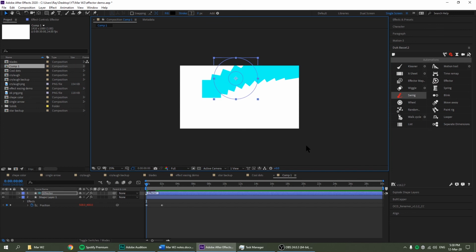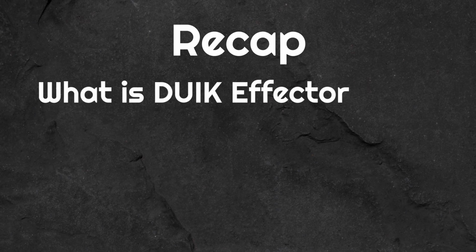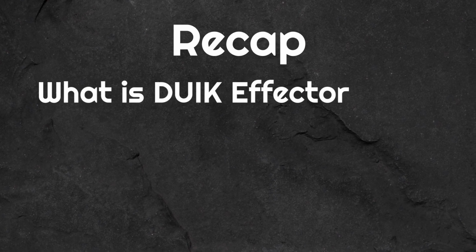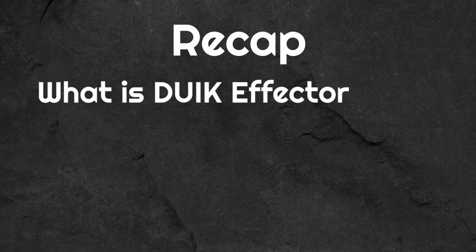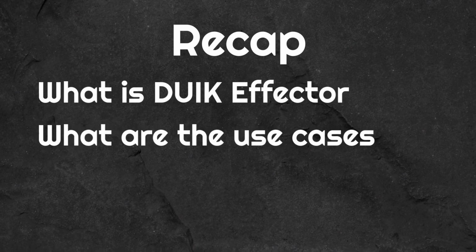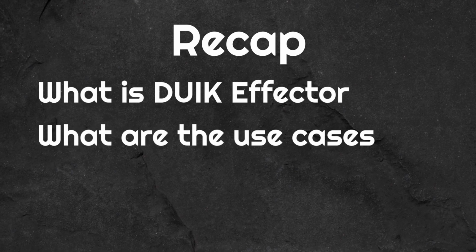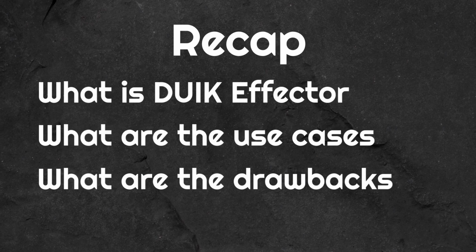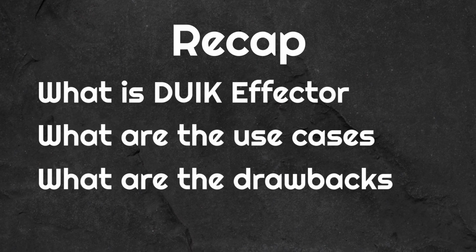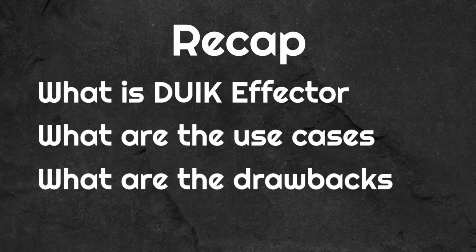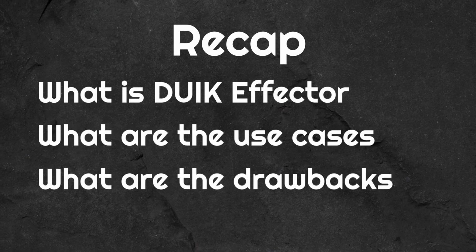Okay, now for the recap. The DUIK Effector is a tool to create an area of effect that selectively triggers the animation of the layers it hovers over. You can use it to make transitions, abstract backgrounds, or simplify the process of animating copies of the same layer sequentially. Some drawbacks are it's a little tedious to set up, so if it's less than 3 layers, you might as well animate them manually. And every single element has to be on its own layer, which slows down your computer.